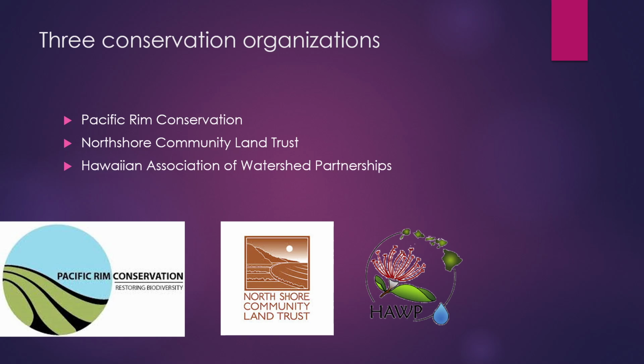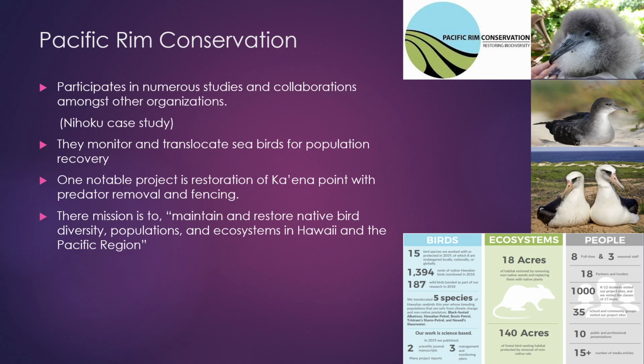Shifting gears now, we'll look at 3 different conservation organizations that I found interesting and wanted to give a shout out for. The first is Pacific Rim Conservation, the second, North Shore Community Land Trust, and the final one, Hawaiian Association of Watershed Partnerships. Starting with the first one, Pacific Rim Conservation is an organization that is known to do a lot of work in bird conservation.